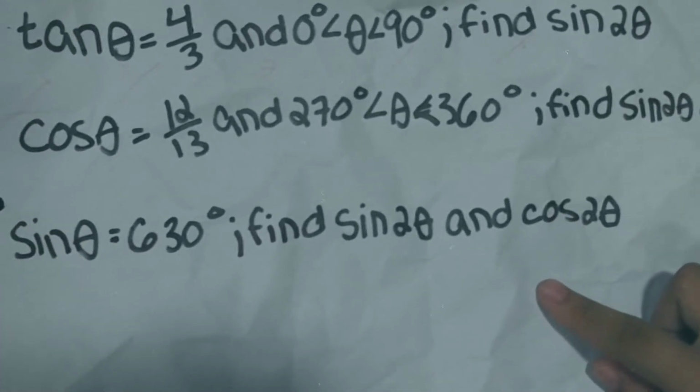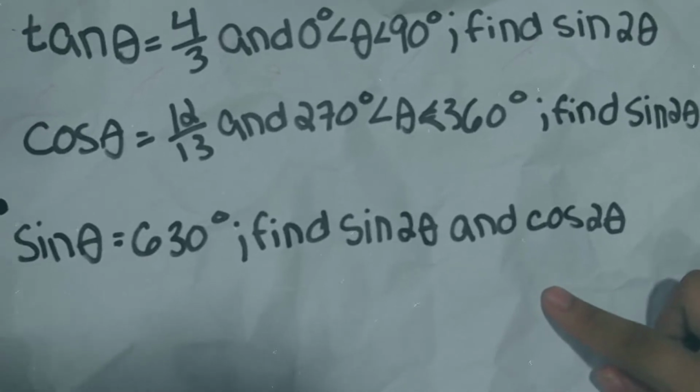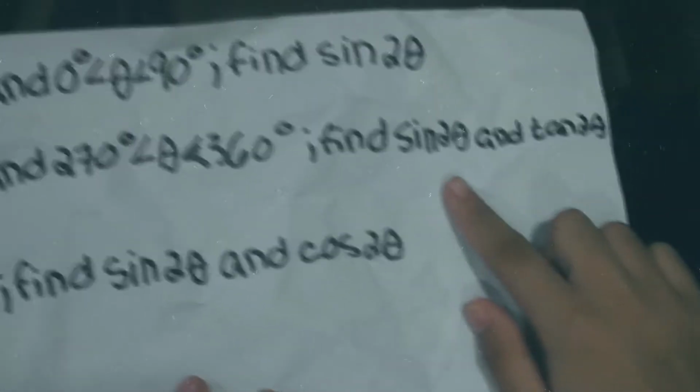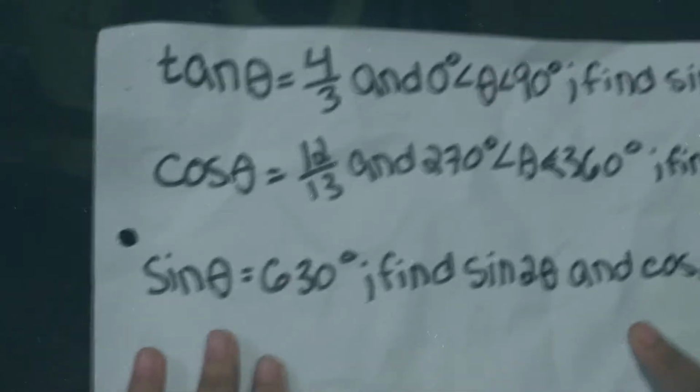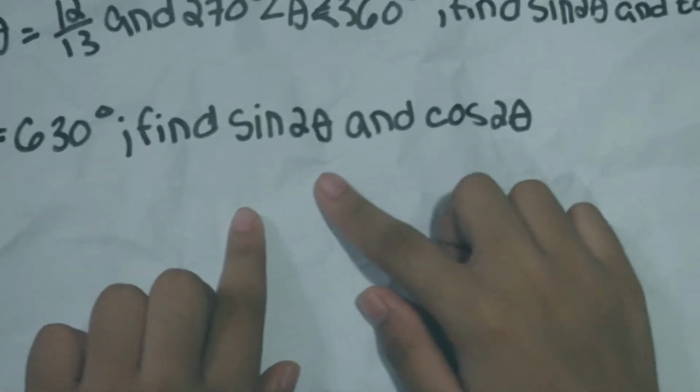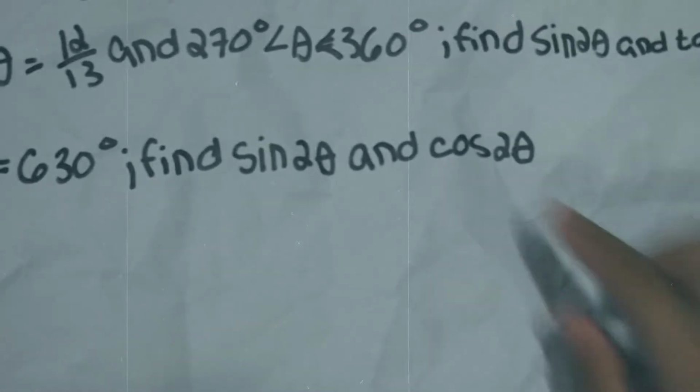270 degrees and 360 degrees, and you are required to find sine 2 theta and tangent 2 theta. And for the third example, theta is equal to 630 degrees, and you are required to find sine 2 theta and cosine 2 theta. And now let's solve example number 1.